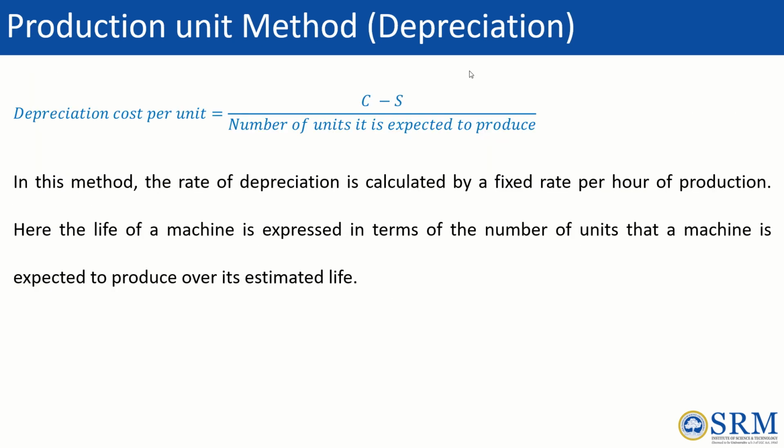Next comes the production unit method of depreciation. This method is similar to the machine hour approach. This method measures a machine's life by its total expected physical output rather than time. So here we calculate a fixed depreciation cost per individual unit produced using the formula: depreciation cost per unit is equal to C minus S divided by the number of units it is expected to produce. This approach is ideal for specialized manufacturing machinery that is dedicated to a single high volume product line throughout its entire life.